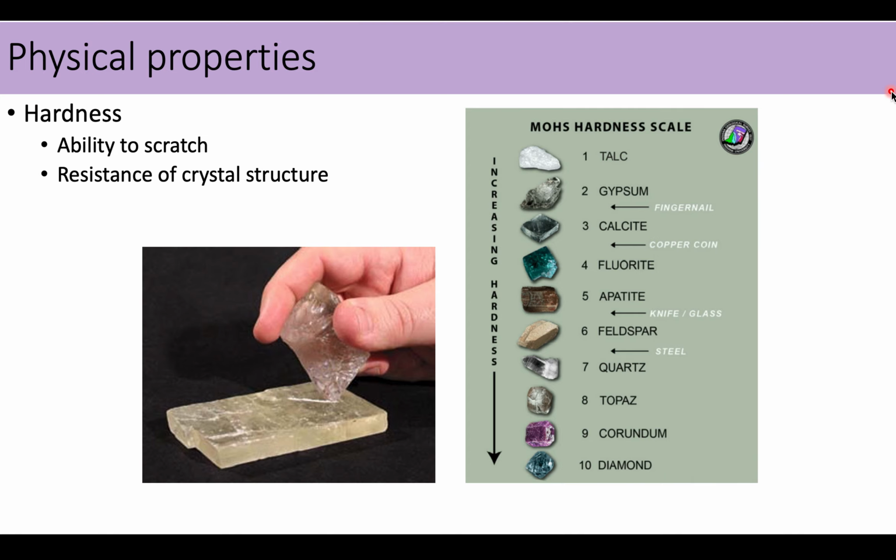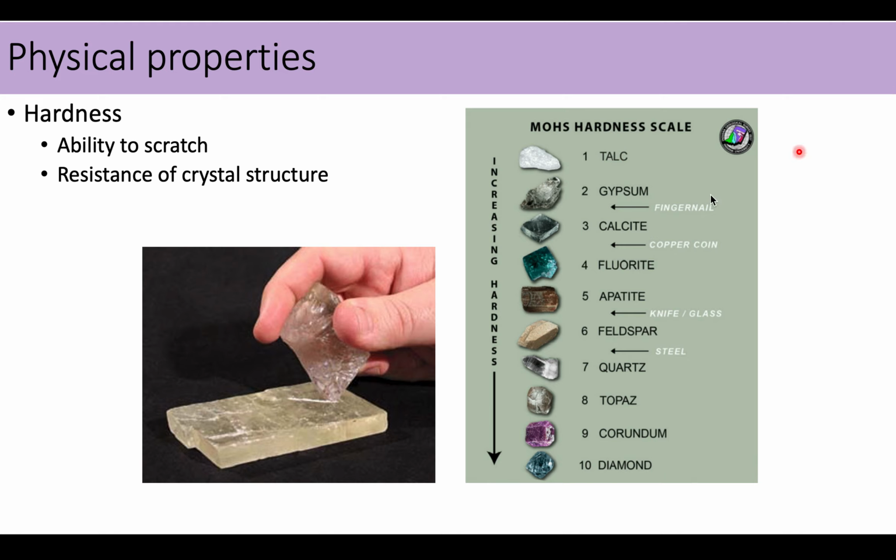The next physical property is hardness. This is a very, very good physical property to use when you're trying to identify minerals. Hardness is essentially the ability of that mineral to scratch or be scratched by something else. So, the resistance of that crystal structure: how hard is the mineral?